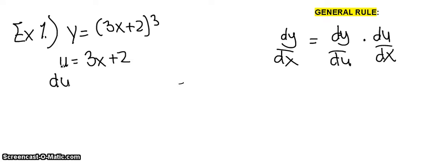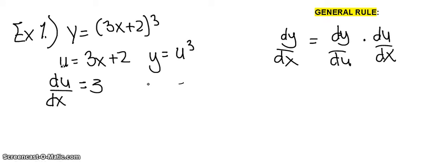Now we will find du dx, the derivative of u. The derivative of 3x plus 2 is simply 3. Now we will rewrite the equation without the chunk we have removed and in place put a u. So y will equal u cubed. Now we will find the derivative of y to find dy du. The derivative of u cubed is 3u squared.